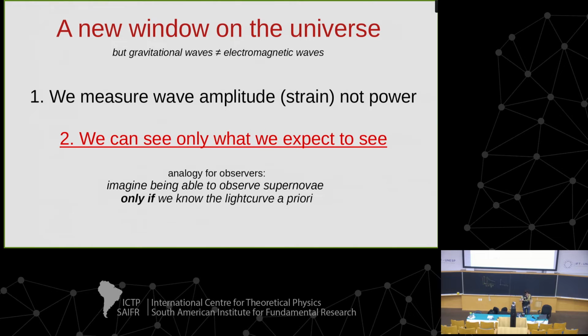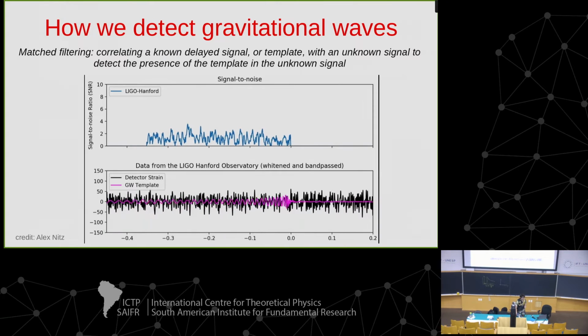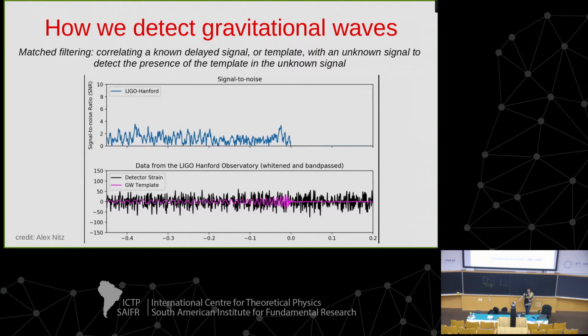Well, we have to consider, first of all, that this is very different from electromagnetic observations. We don't count photons or gravitons, so we have to actually see the amplitude of the wave, not the power. And the second aspect is that, at least for LIGO Virgo detection, we can see only what we expect to see. The analog is as if we were able to see supernovae just if we knew how the light curve of a supernova would look like.